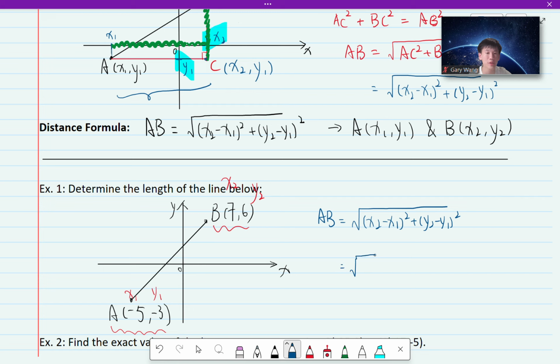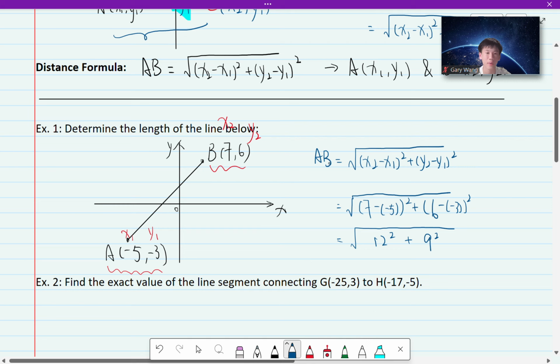And we can substitute the numbers in. x2 minus x1 is 7 minus -5, squared, plus y2 is 6 minus y1 -3, squared. We can obtain 7 minus -5 is 7 plus 5, which is 12. 6 minus -3 is 6 plus 3, which is 9.